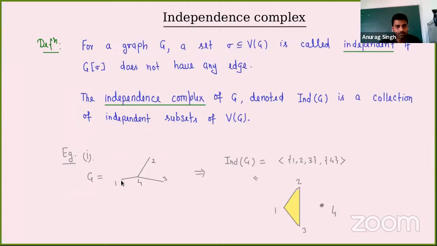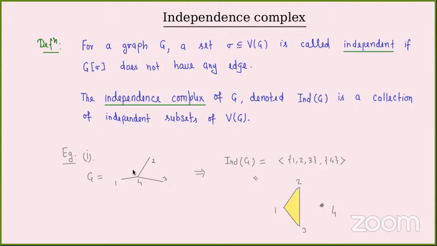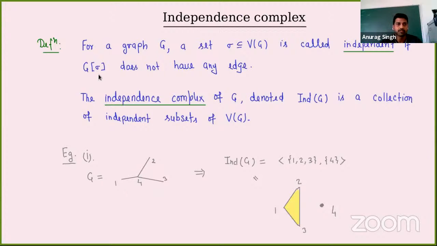Let's just see this example. You take 1, 2, and 3. When you take the induced subgraph on 1, 2, 3, you get just isolated vertex 1, isolated vertex 2, and isolated vertex 3. So these are isolated vertices as a graph. So G sigma does not have any edge. So this is a K2-free, edge-free graph. Then you call this sigma an independent set of G. And the independence complex is the collection of all the independent subsets of the vertex set of G.